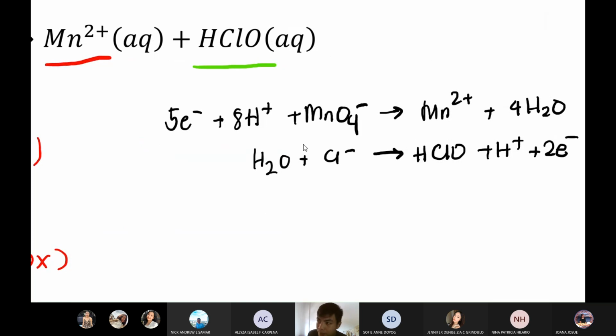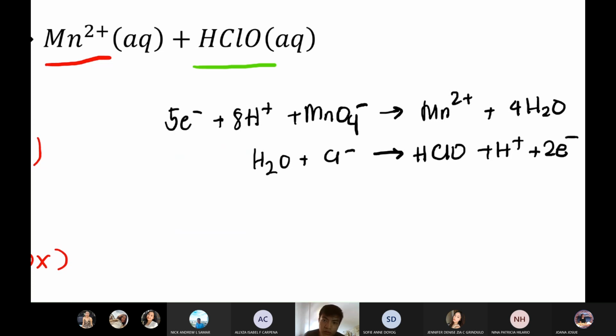Before you combine them, okay, so kinopya ko lang yung equation kanina. Before you combine them, make sure that the electrons are equal. Bakit uli kailangan mag-equal yung electron? Kasi we need to cancel them out. Sa final equation, kailangan hindi mo makita yung electron. So, meaning, cancel mo sila. Okay? Ano problema? 5 yung isa, 2 yung isa.